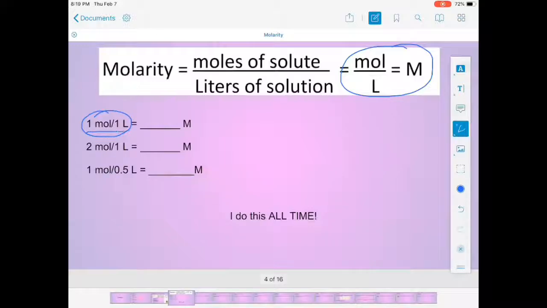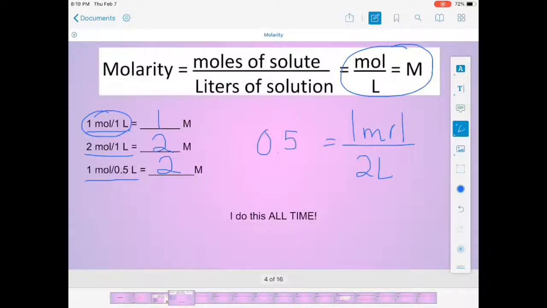So here, if we have 1 mole of substance and 1 liter of solution, we are going to end up with a molarity of 1 because 1 divided by 1 is 1. Down here, 2 moles per 1 liter is going to give us a molarity of 2. And then this one right here is going to give us a molarity of 2 as well. Now, if we had something like 1 mole for every 2 liters, we would end up dividing that out, and we would get a molarity of 0.5. And our units there are capital M.